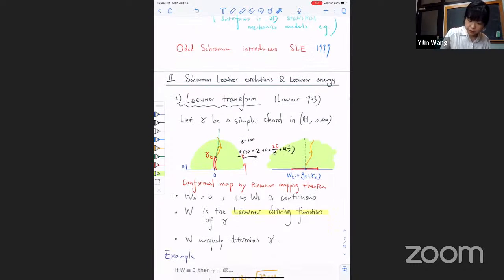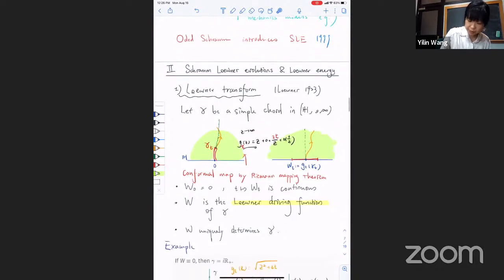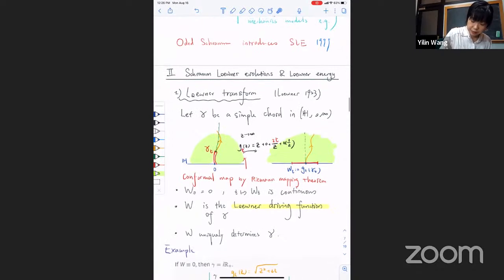So to describe it, if I have this simple curve, I parameterize it in a so-called capacity parameterization. What is that? You look at the initial bit of the curve, and then you cut it. The complement of it, this gray shaded area, is a simply connected domain. And you can map by the Riemann mapping theorem.